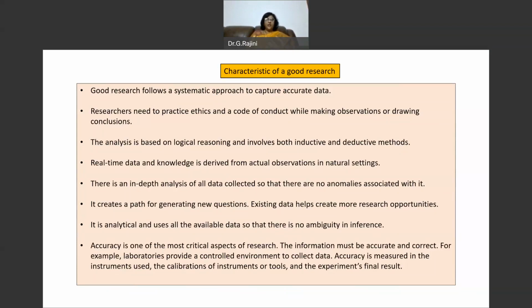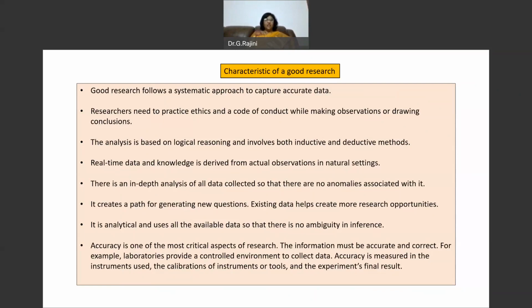Researchers need to practice ethics and a code of conduct while making observations or drawing conclusions. Just because you want to finish fast, you can't do it in a haphazard manner. You can't give the questionnaire to your neighbors, collect data, and come to a conclusion. It's not possible. We need representative samples from different segments. So we have to follow research ethics and the code of conduct. Likewise, the analysis should be based on logical reasoning and involve both inductive and deductive methods.